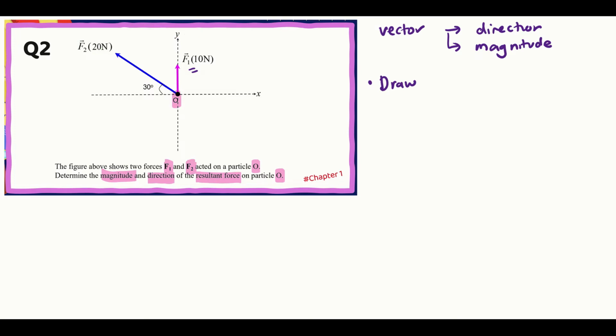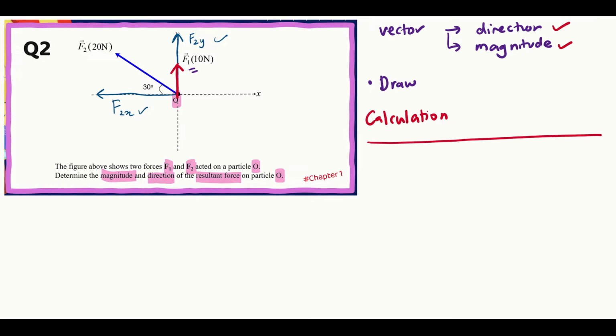Your F2x is here, and your F2y will be resolved at this position. So in this case, you have F2x, F2y, and F1. F1 is on the y-axis. Okay, so to solve this kind of question, after you draw the direction, then we do the calculation. For the calculation, it is easier if you put the numbers in a table.